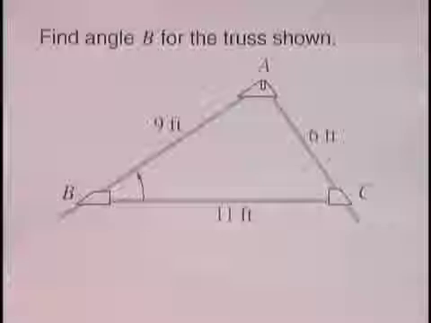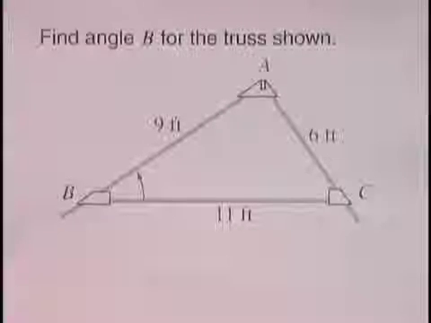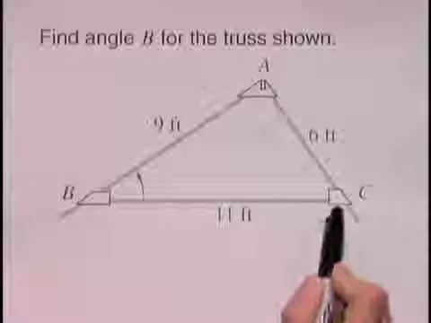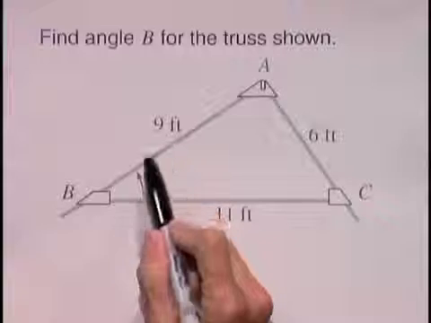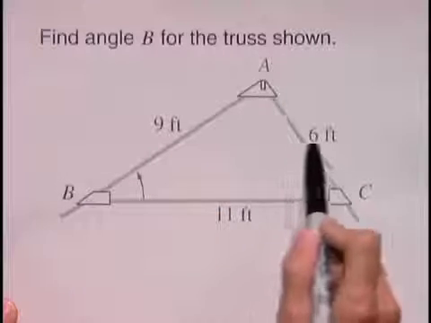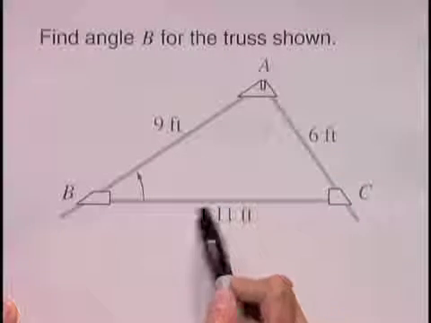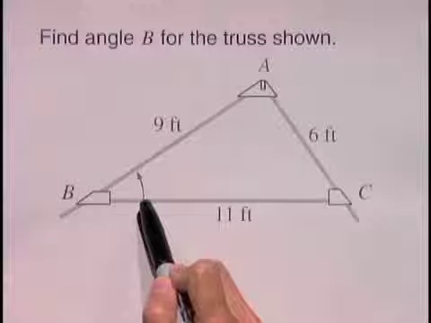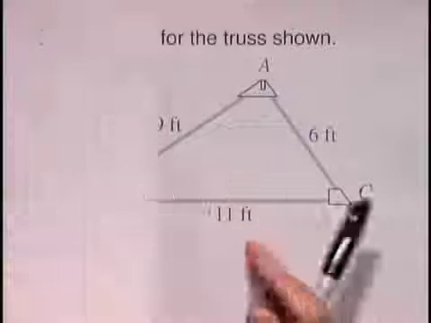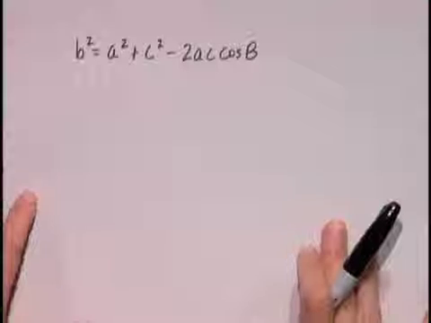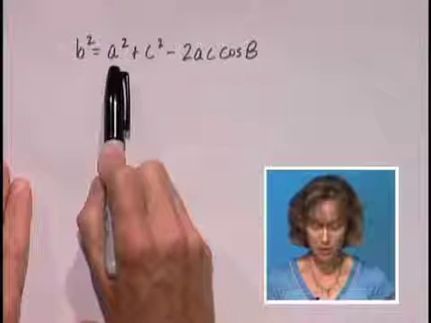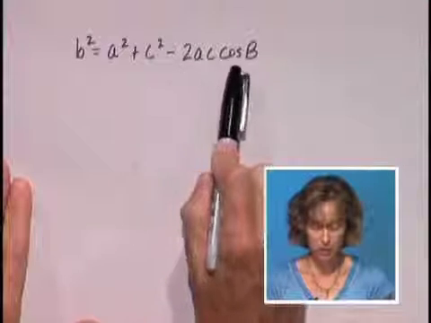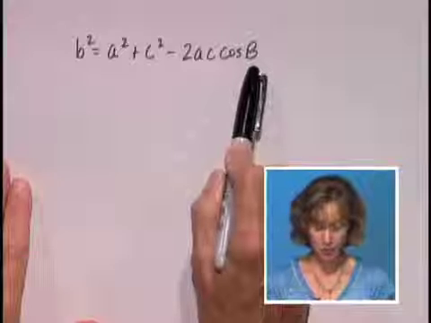Let's look at an application problem. We want to find angle B for the truss shown, and what we see is side C is 9 feet, side B is 6 feet, side A is 11 feet. We want to find angle B. Using the law of cosines, we're going to use the version that B squared equals A squared plus C squared minus 2AC cosine angle B, because we're looking for angle B.